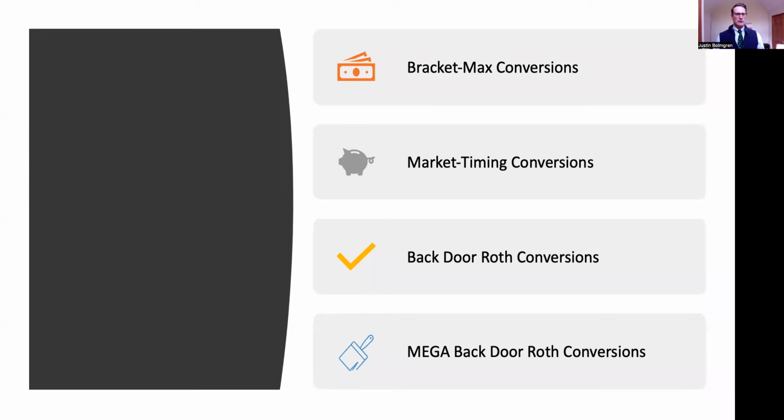And then the last two, we might have heard about the backdoor, but there's also a mega backdoor Roth conversion. So we'll talk about those two as well, and the specifics where those may be important. So for you taking notes: the bracket max, market timing, the backdoor, and the mega backdoor. So let's begin with our first one.